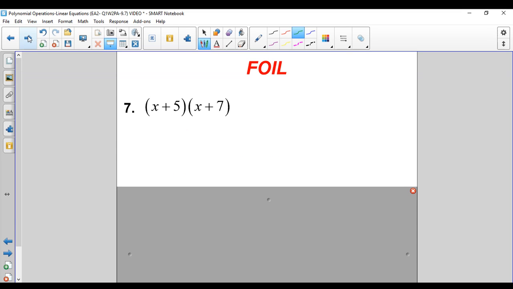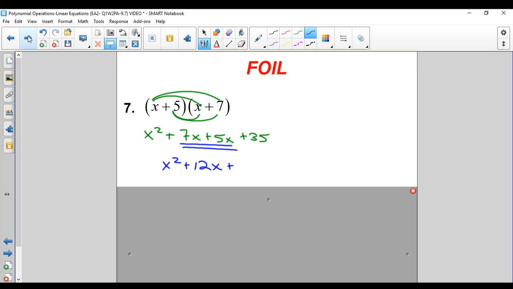Keep going with multiplication, almost done. Foiling first. Remember, that's first, outer, inner, last. That just tells you the order to go in. First terms, x times x is x squared. Outer terms, 7x. Inner terms, we get 5x. Last terms, we get 35. Not done though. Combine the middle. I was multiplying, so it becomes plus 12x plus 35, and we're done.